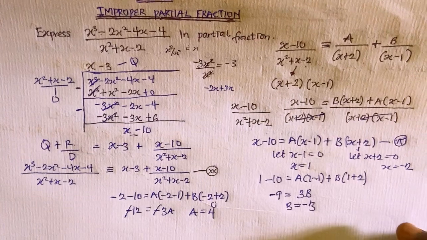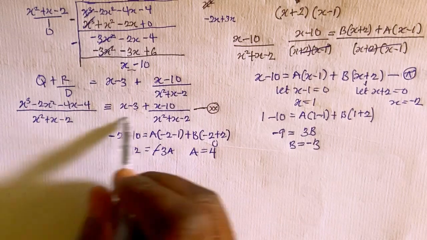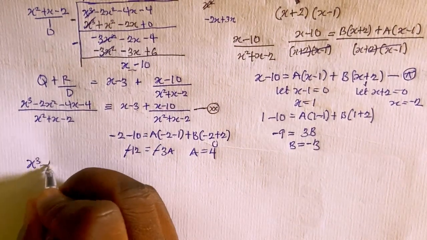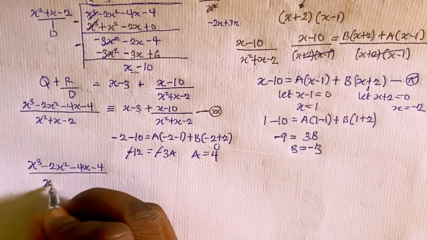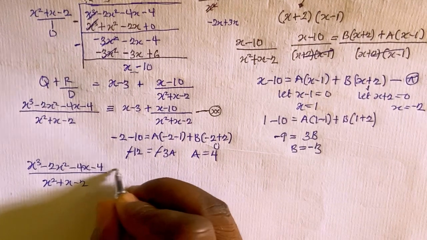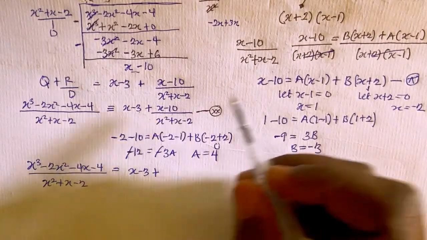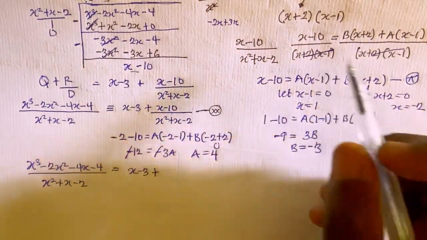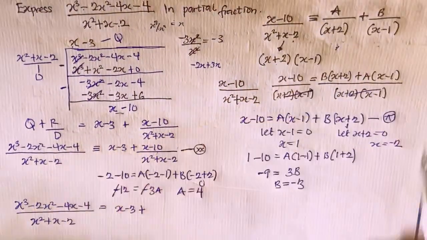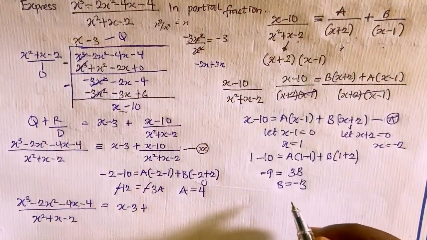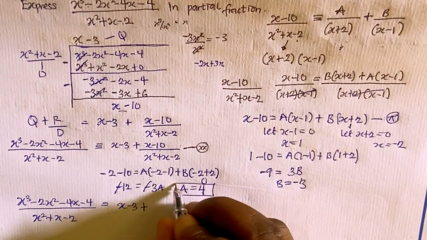The last thing we are going to do here is come back to this expression. This expression is x to the power 3 minus 2x squared minus 4x minus 4 divided by x squared plus x minus 2, which equals x minus 3, then plus, everything here I've actually rewritten as a over x plus 2, and also plus b over x minus 1. So here, what's my a? The value of a in this case is 4. My a is 4.